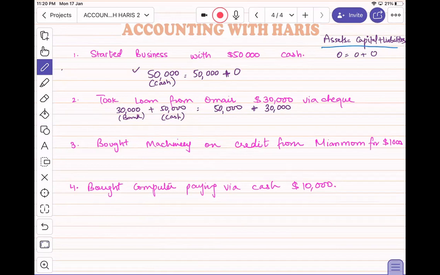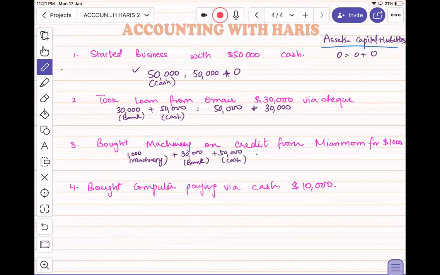Okay, now if you look at the third transaction, bought machinery on credit from Mia mom for $1,000. Now the business is receiving machinery, so machinery is also an asset for the business, as we have learned before. So again our assets would increase by $1,000. So now our assets would include $1,000 machinery plus 30,000 in the bank plus 50,000 cash.